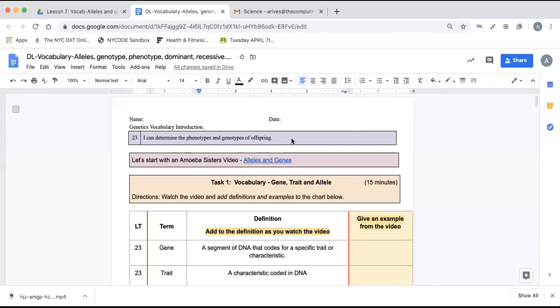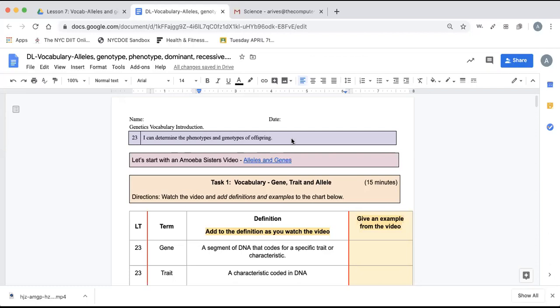Today, we are going to take that extra step beyond the creation of reproductive cells to look deeper into the DNA and really think, how are the visible things we see on organisms and people, how do we inherit them? So with that, the learning target is: I can determine the phenotypes and genotypes of offspring. Those words probably make no sense to you.